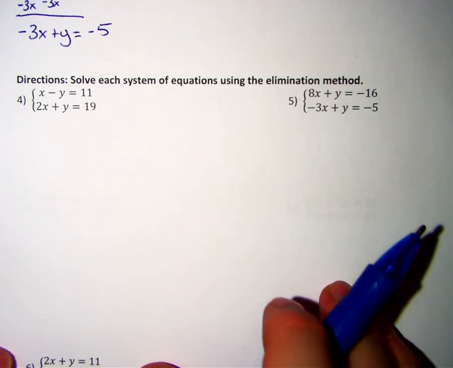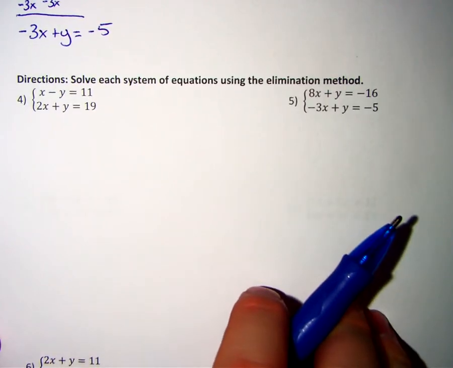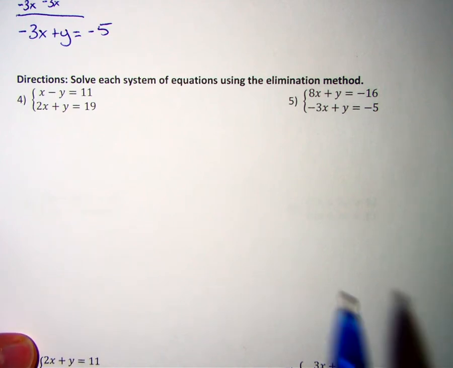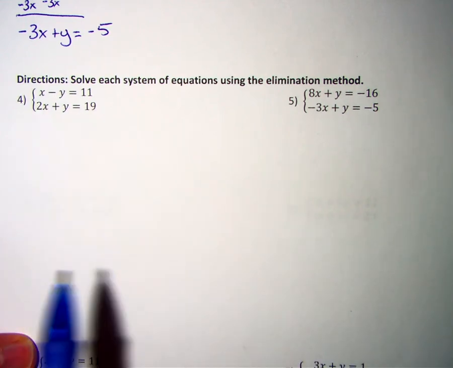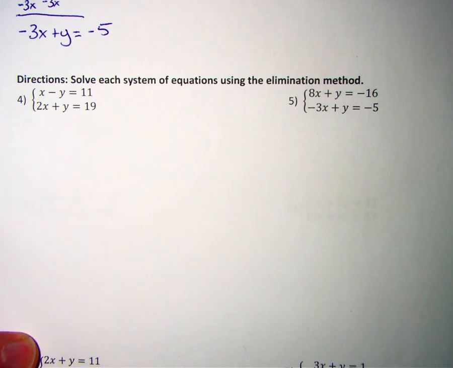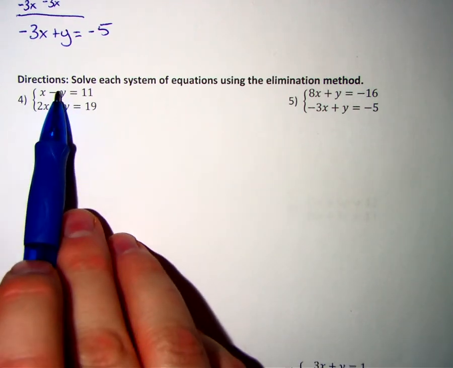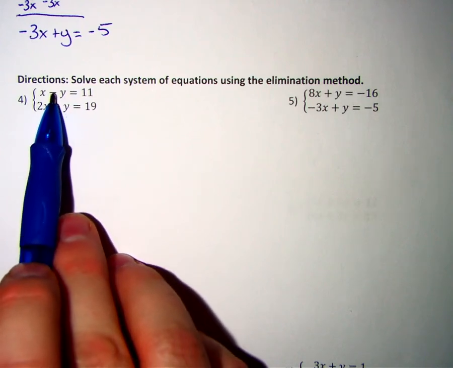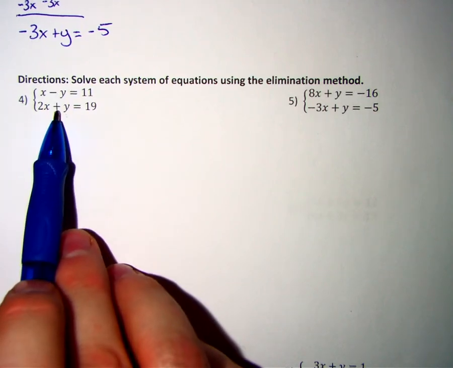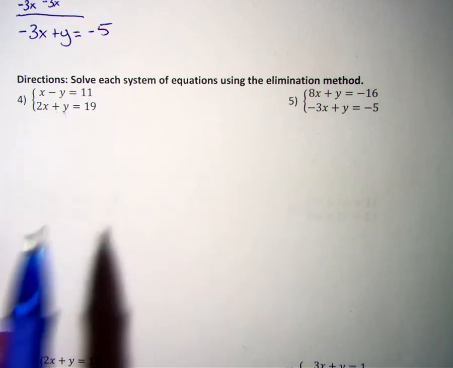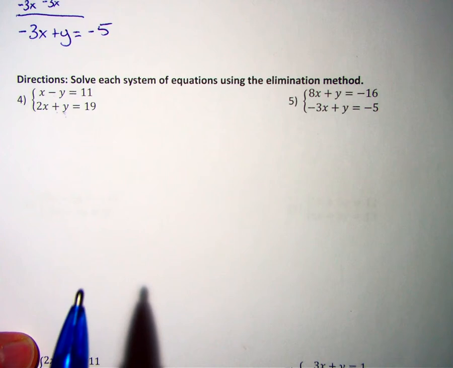Problem number 4. Solve each system of equations using the elimination method. Now, the elimination method is what we talked about in class today, and that's basically eliminating one of our variables by adding the two equations to each other. In order for a variable to eliminate, we're going to have one variable with a negative value and one variable with a positive value, and their coefficients, the number in front of the variable, must be the same.